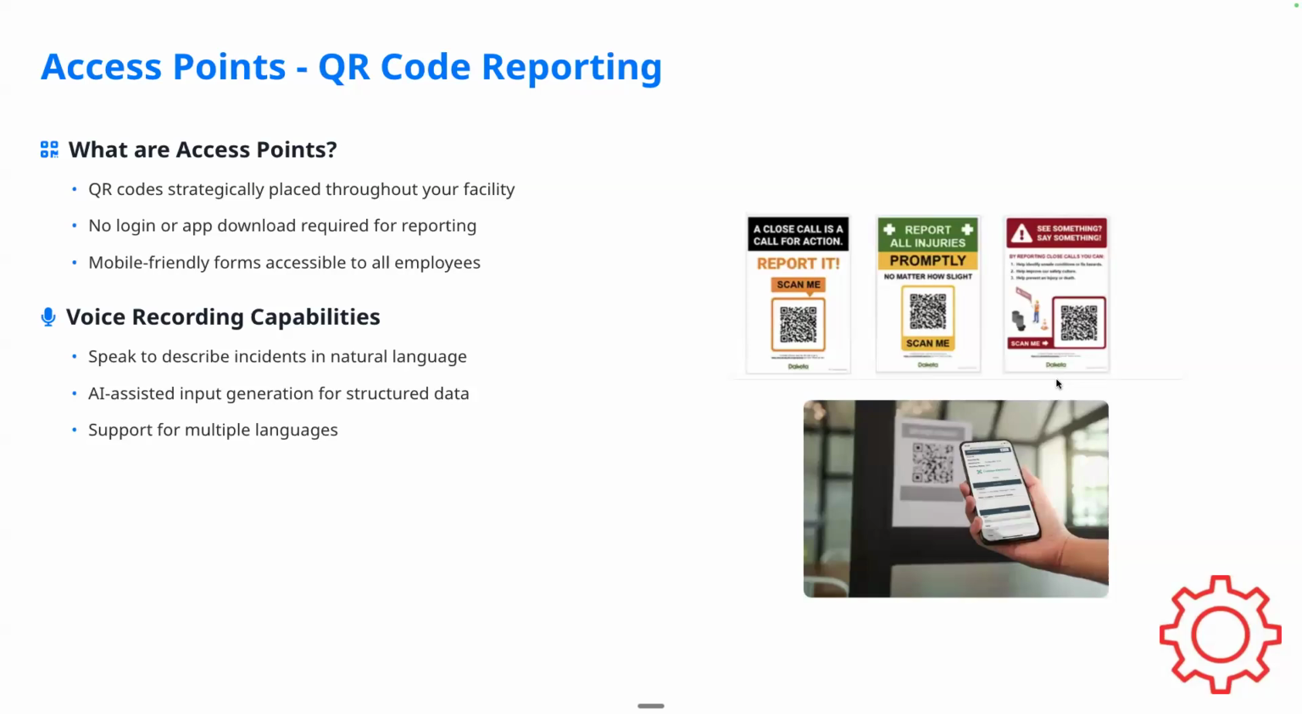We'll review your access points. Your access points are the areas at your facility which you can strategically place your QR codes to enable your team to scan and submit their incident reports. No login or app is required, and they're mobile-friendly forms that are going to be accessible to all of your employees. Your team will have voice recording capabilities, so they'll be able to describe the incident in their natural language, and AI will assist with inputting the information and structuring it into the incident report and completing it on their behalf. It's supported in multiple languages.